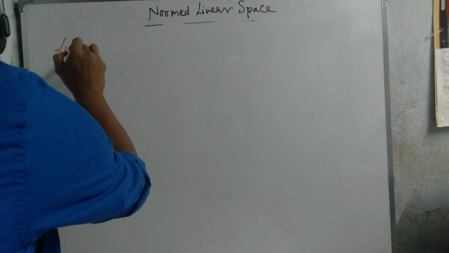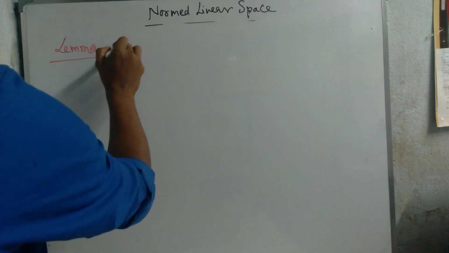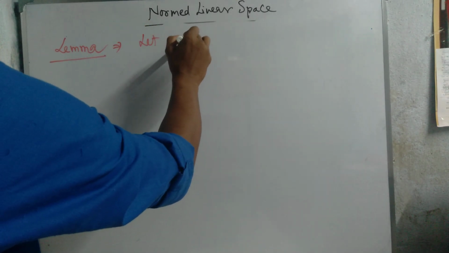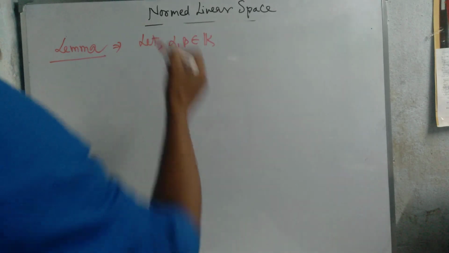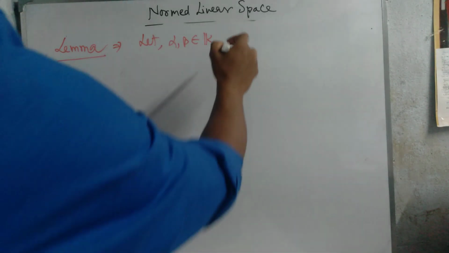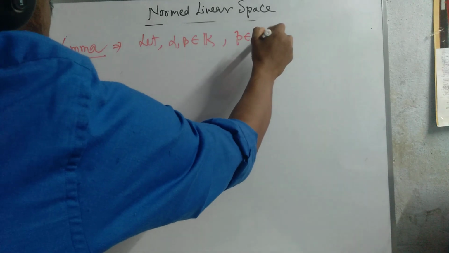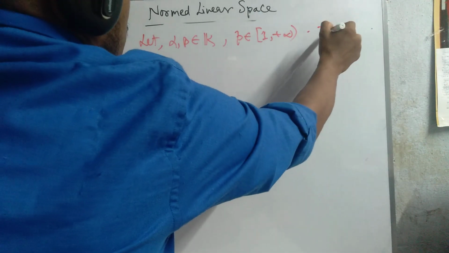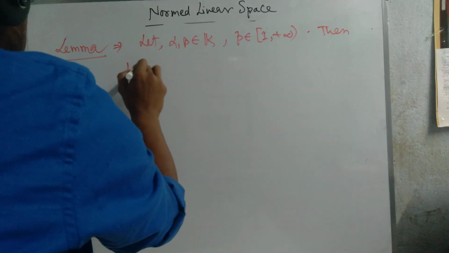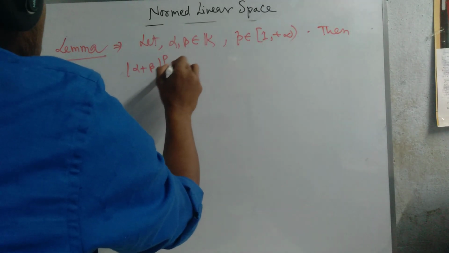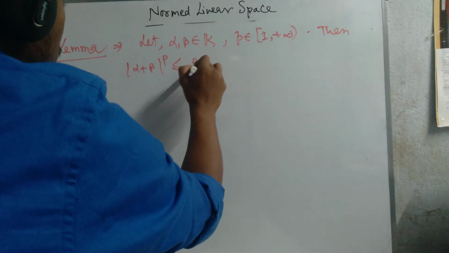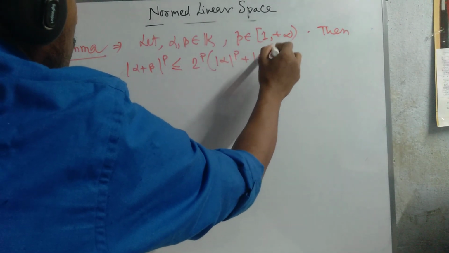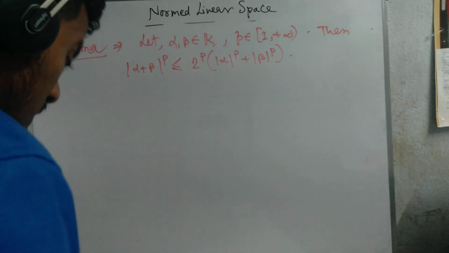This one is a known lemma. For all alpha, beta belonging to k and p belonging to 1 to plus infinity, then norm of alpha plus beta whole to the power p is less than or equal to 2 to the power p times norm of alpha to the power p plus norm of beta to the power p.